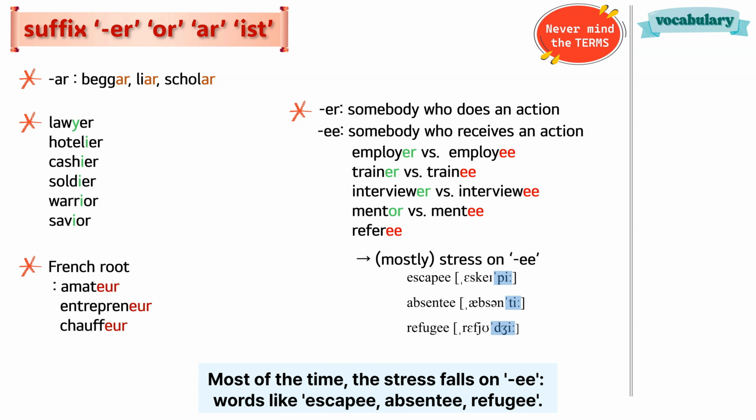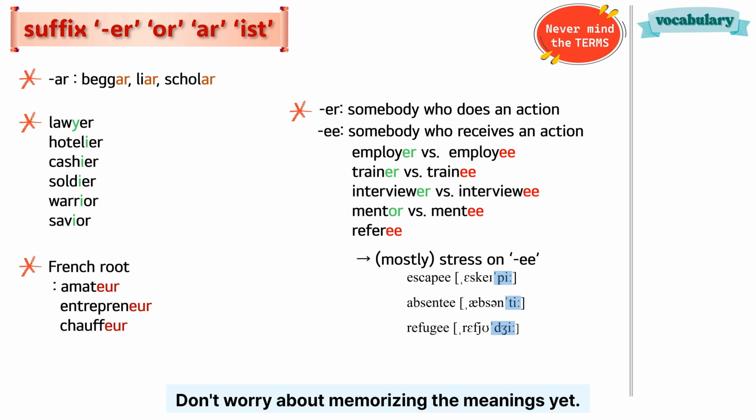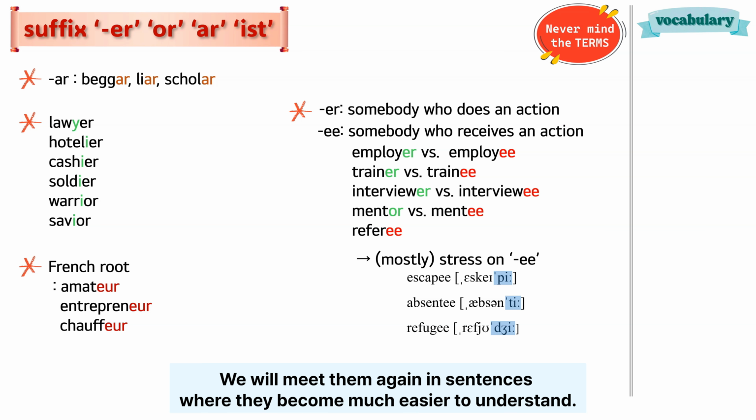Most of the time, the stress falls on ee. Words like escapee, absentee, refugee. Don't worry about memorizing the meanings yet. We will meet them again in sentences, where they become much easier to understand.